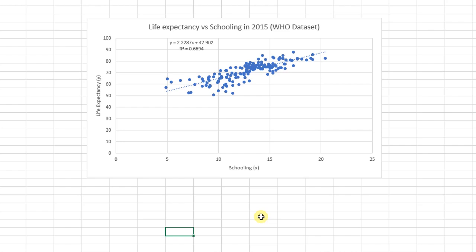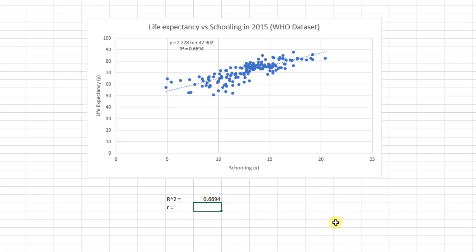Okay, so what is R squared? R squared is the square of the correlation coefficient R, which basically tells us something about the strength of the association between the schooling and life expectancy, okay? So how do I find R, right? If they give me R squared, how do I find R? Okay, I'm gonna do that right here. So they told me what R squared is. I'm gonna write it here, 0.6694.